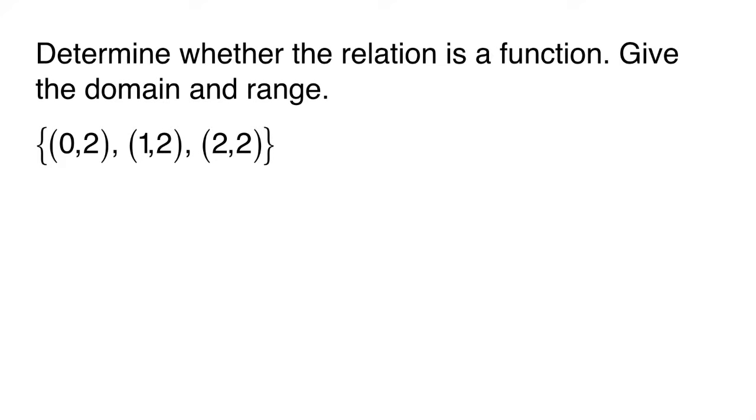Determine whether the relation is a function. Give the domain and range. This relation contains the ordered pairs (0, 2), (1, 2), and (2, 2). The domain is each first coordinate in each ordered pair.